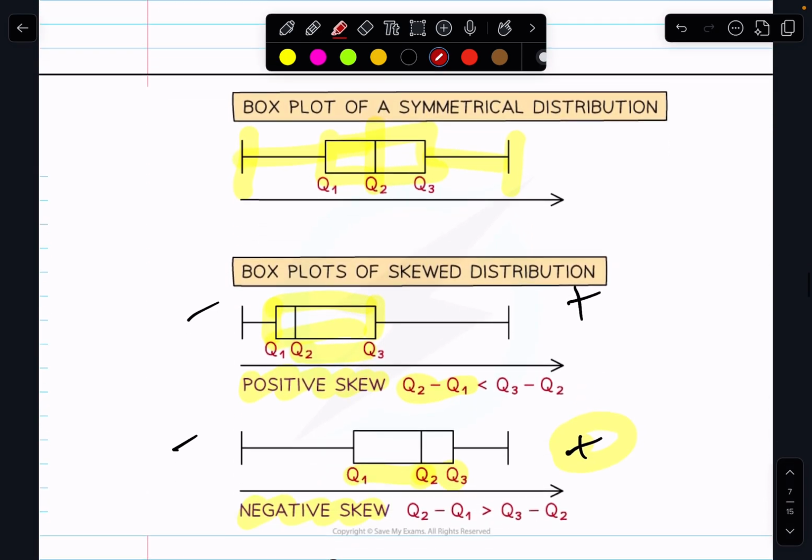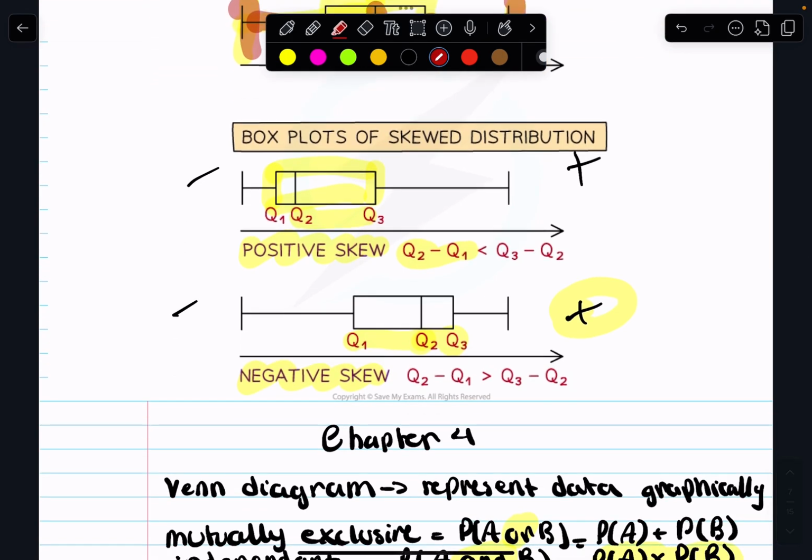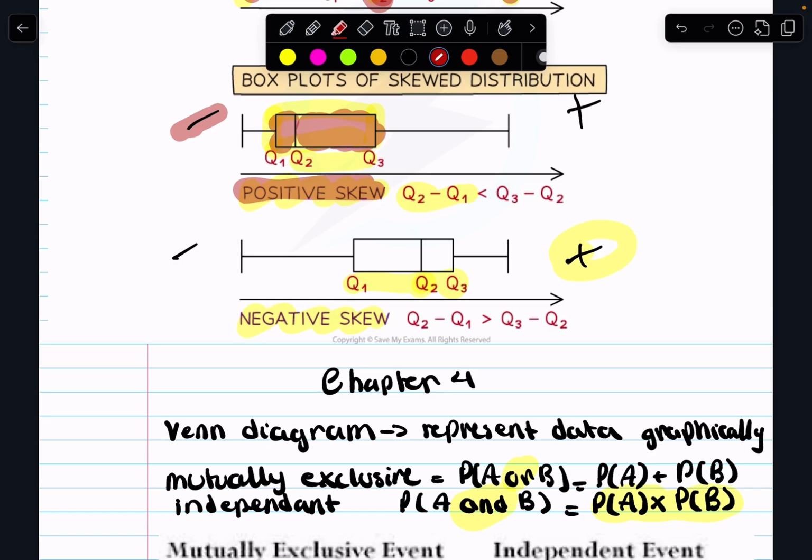A box plot of a symmetrical distribution looks something like this. Q2 is exactly in the middle, and the whiskers of your box plot are equally spread out. But if you have something more bent to the negative side, we already said it's a positive skew, so your Q2 minus your Q1 is smaller than your Q3 minus your Q2. The opposite goes for here. If it's more bent to the positive side, it's a negative skew. The exact opposite of this goes in.